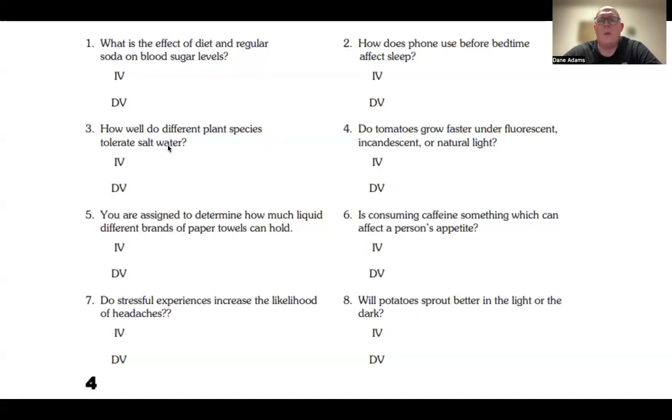You might be tempted to say salt water should be the independent variable, but I don't think so, because salt water isn't actually being changed. It's the plant species that's being changed or manipulated.